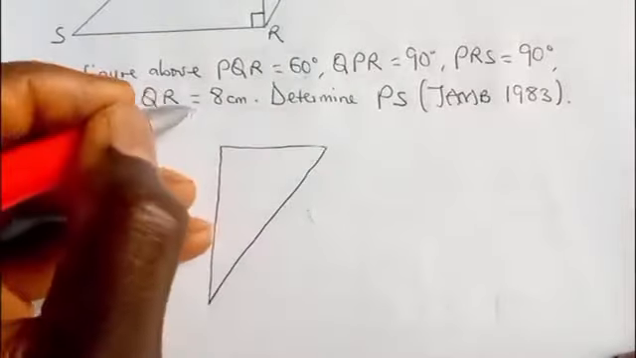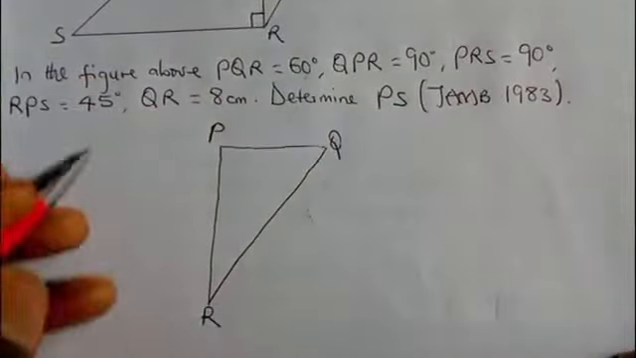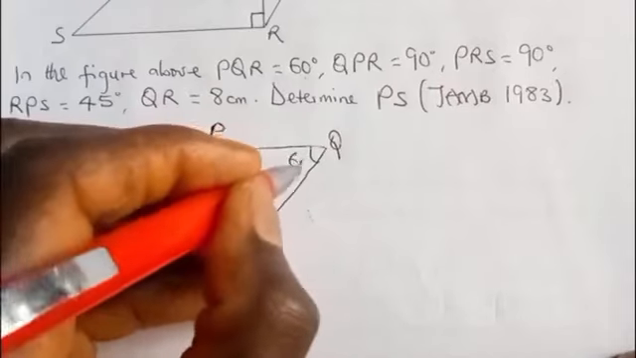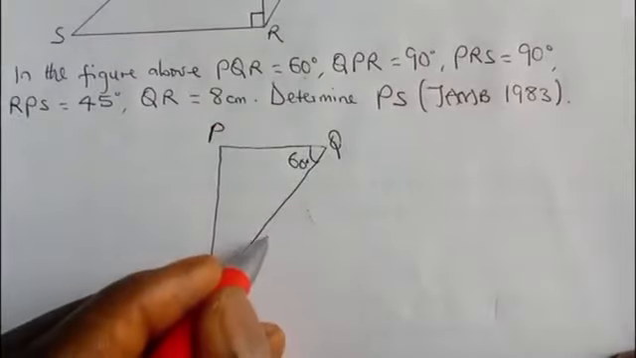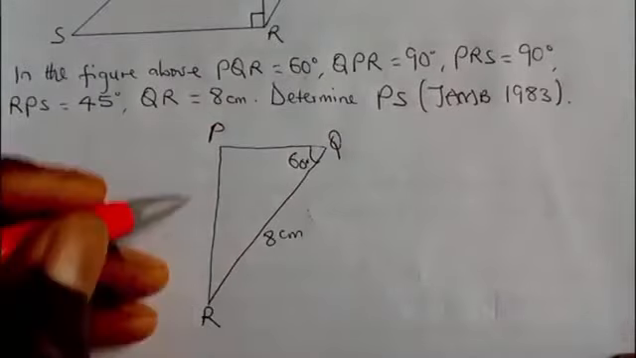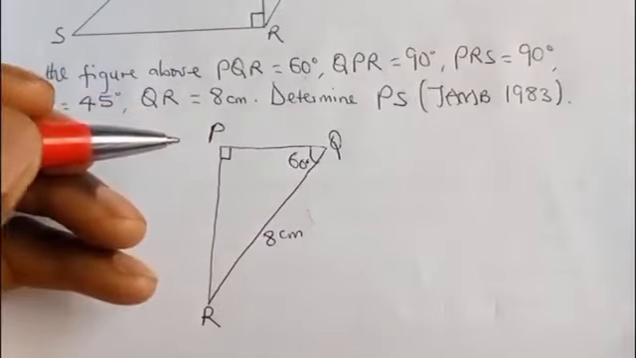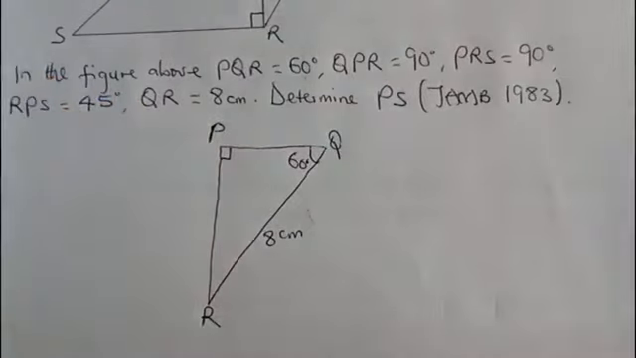This is triangle PQR. This angle is 60 degrees as given. This side QR was given to us as 8 centimeters. So how do we get PR? This is a right angle triangle, so we'll go back to using our trig ratios.